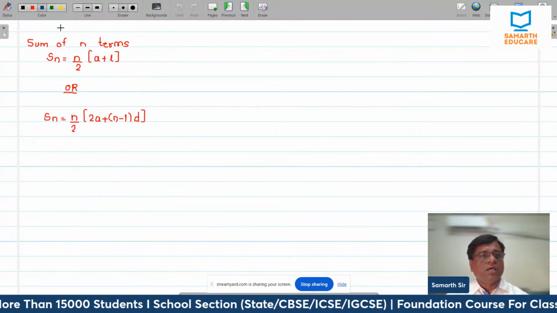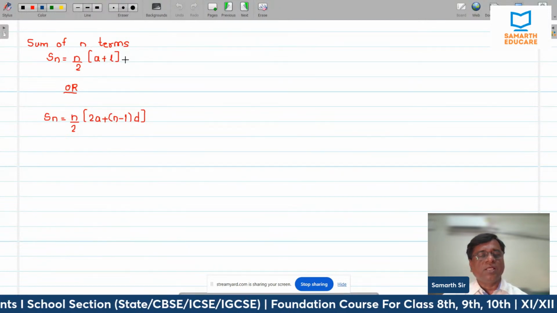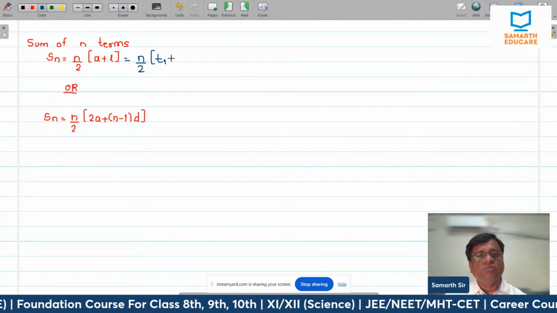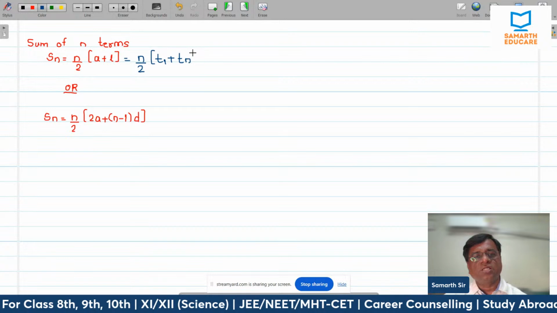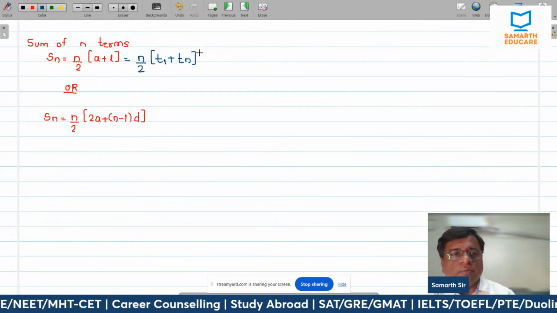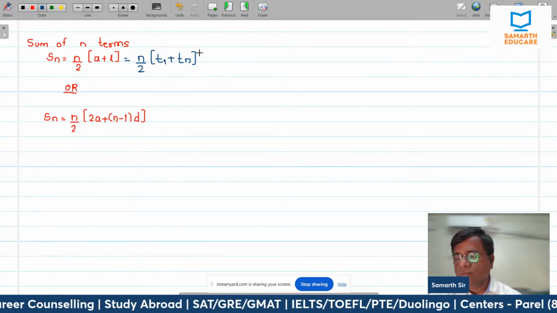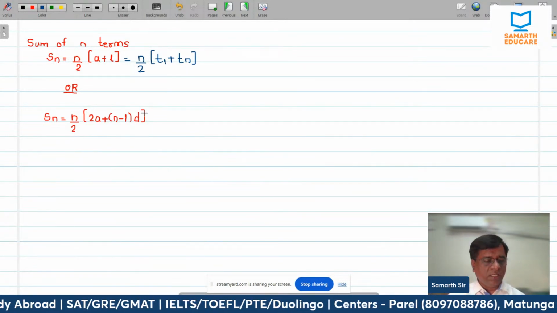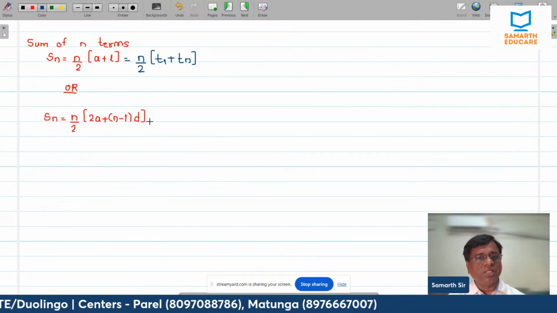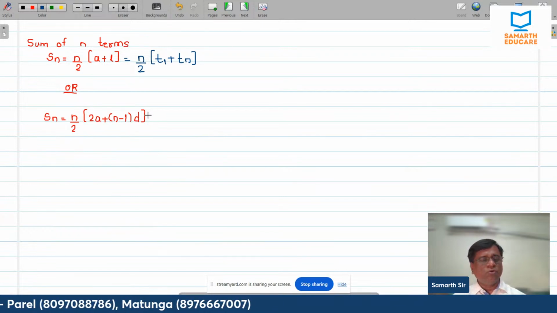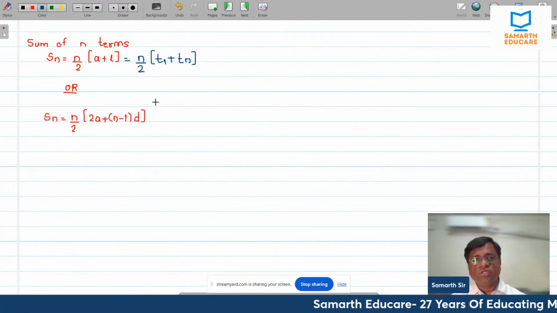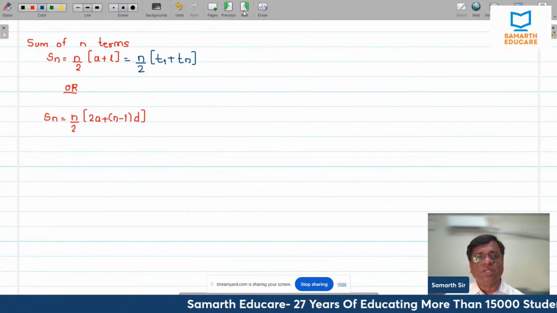Sn is n by 2 into (a plus l), that is nothing but n by 2 into the first term, that is T1, plus Tn, that is the last term. So the formula can be written in this manner also. It can also be written as n by 2 into (2a plus (n minus 1) into d). So this is all. There are no other concepts in this chapter, and a very few small things which are required, I'll be discussing in the problems as and when required.